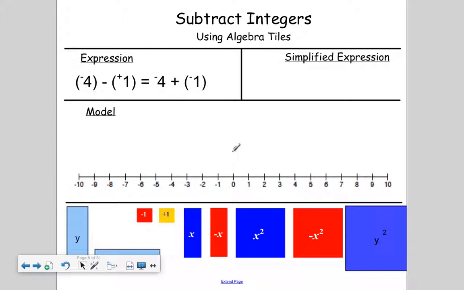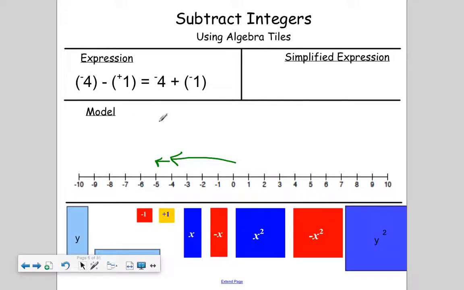So we have negative 4 minus 1. So I start at 0. I go 4 units to the left to negative 4. And it says subtract 1. I need to take away 1. So I need to go 1 unit to the left. So I'm at negative 5.